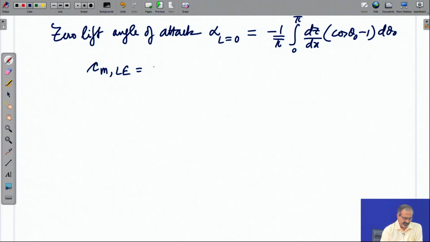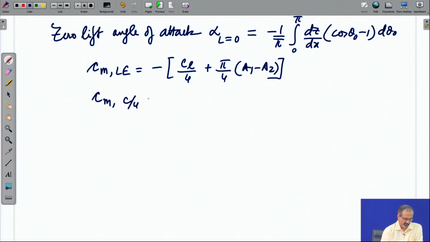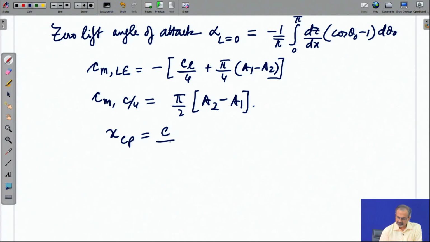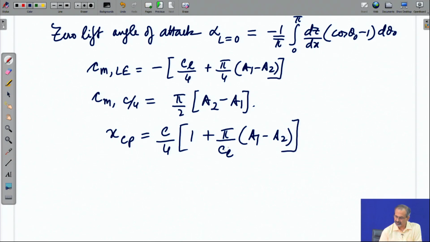Similarly, you will find that other parameters like Cm leading edge, Cm quarter chord can all be derived from this theory, and every time only the first two coefficients or first three coefficients will help us to work all these parameters out. Last time, for a symmetric airfoil, we found xCp to be c by 4, but this time you see it is shifting away from c by 4 because you have additional terms here.